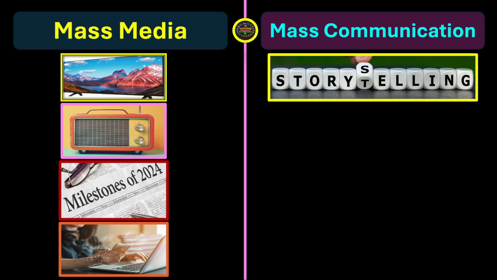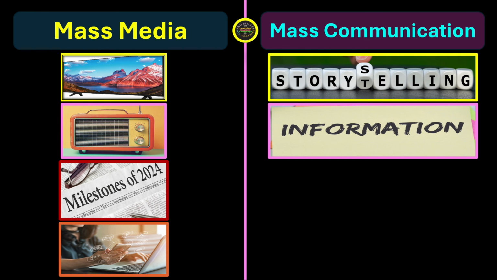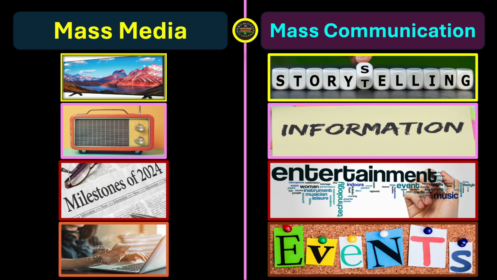And it may include a number of topics, a number of areas of human concerns, like we have so many types of information around us, entertainment, events, and so on. So in very clear terms, we can try to understand the difference between mass media and mass communication in the following. Hope you don't confuse the two terms and get the point I want to impress upon.